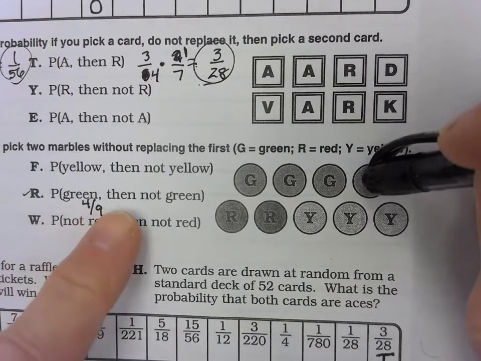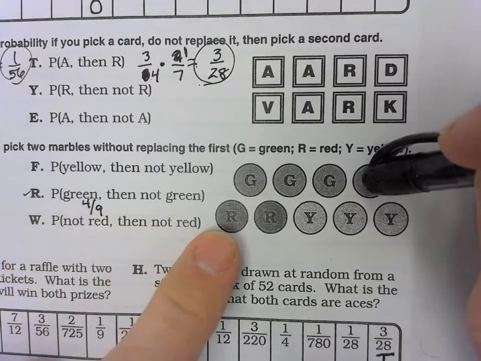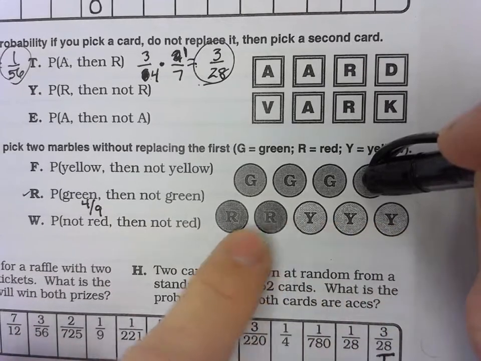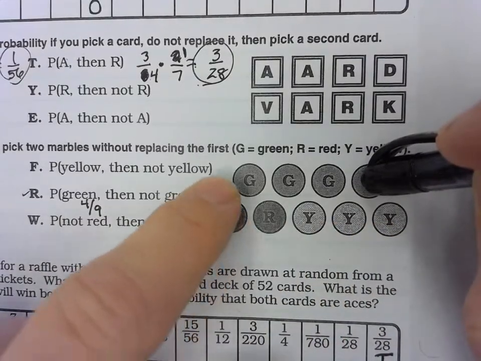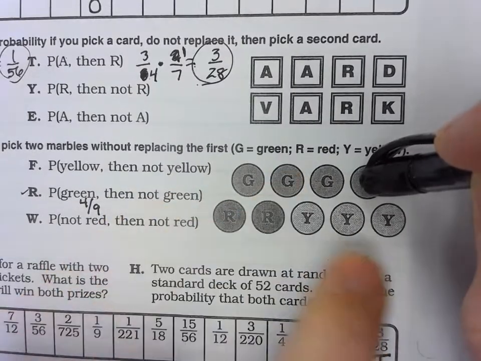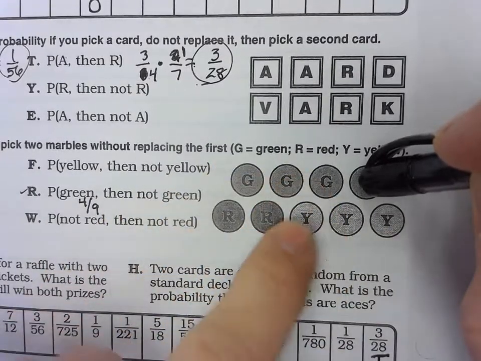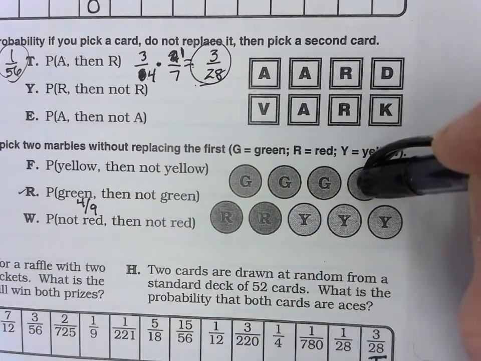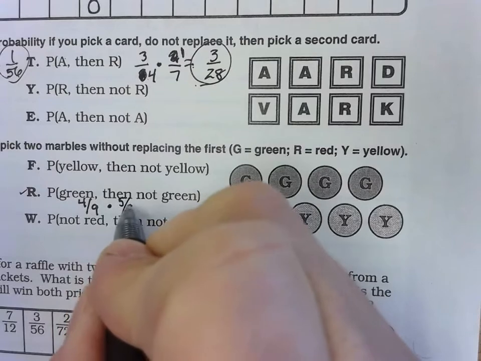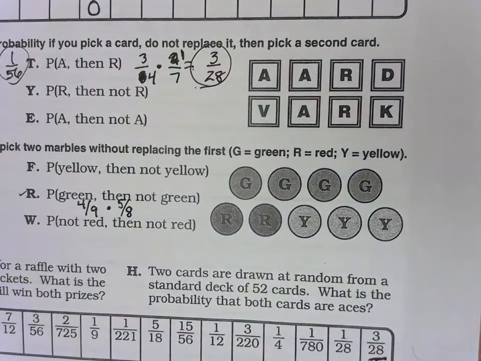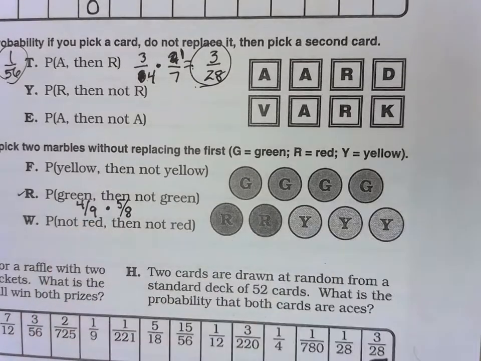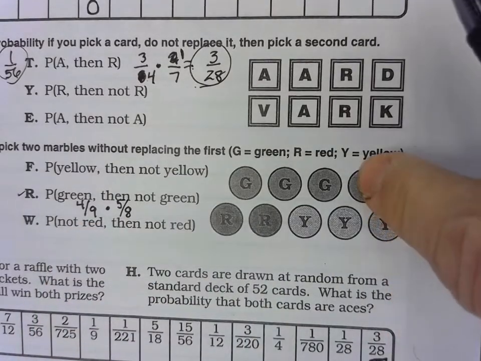Then what's the probability of getting not green? Well, not green would be those 2 red ones and those 3 yellow ones. So that's 1, 2, 3, 4, 5 out of 5, 6, 7, 8. So 5 out of 8. So the probability of not green is 5 out of 8 because I pulled that one out. So 4/9, pulled one out, and then that means there were 8 left in there.